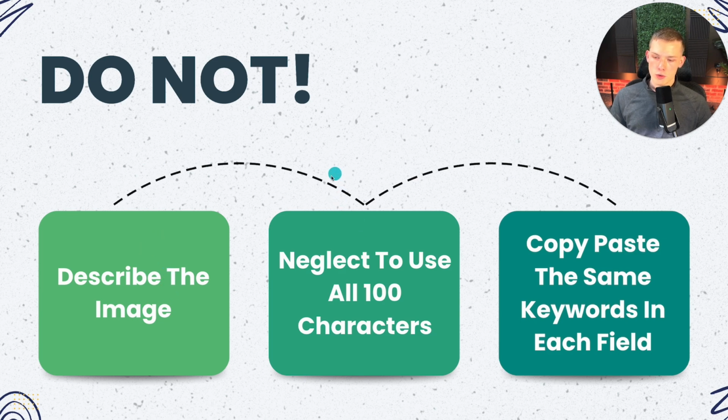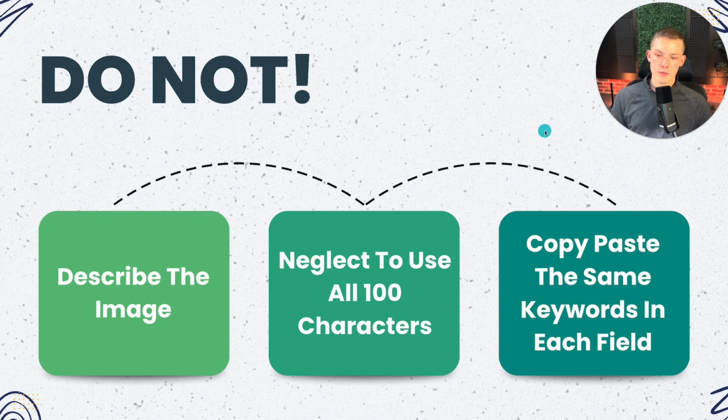You also don't want to neglect using all 100 characters. This is where ChatGPT will help you, as it will get as close to 100 characters as possible and make sure that your entire keyword list is split up as efficiently as possible. You don't want to have some fields that are using 90 characters, others that are only using 50 or 40. You want to maximize the amount of space that you have.